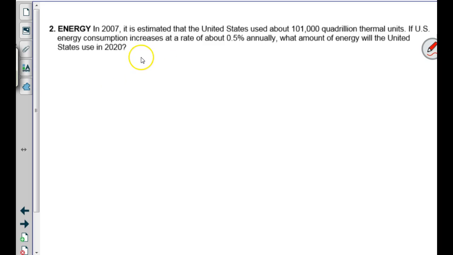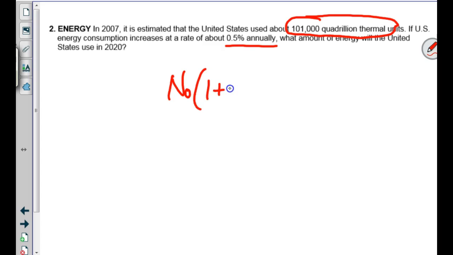All right, number 2, in 2007, it's estimated the United States used about this many quadrillion thermal units. I'm just going to go with that quadrillion as a label, okay? If U.S. energy consumption increases at a rate of 0.5% annually, what amount will they use in 2020? So which formula are we using? Does it say? Yeah, annually means we're going to use this one though.